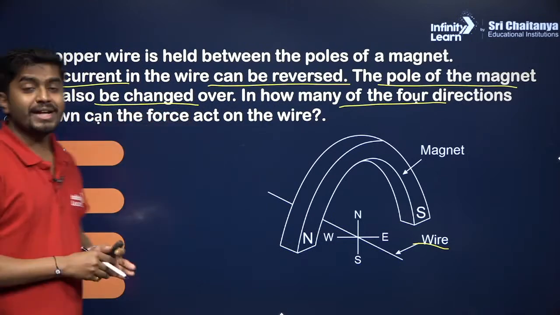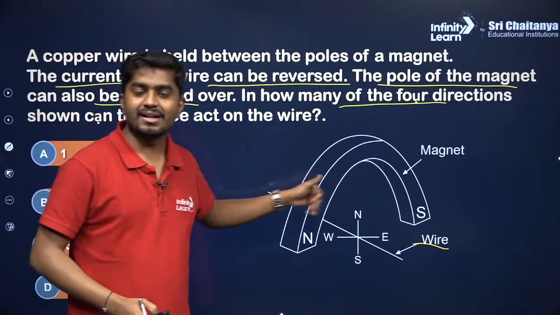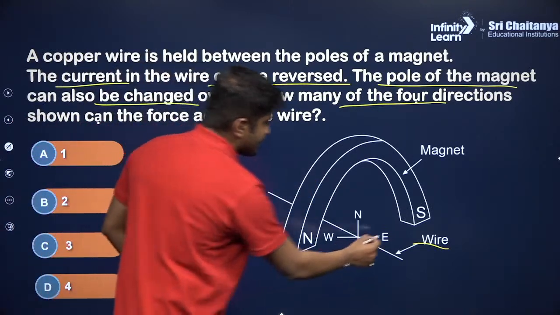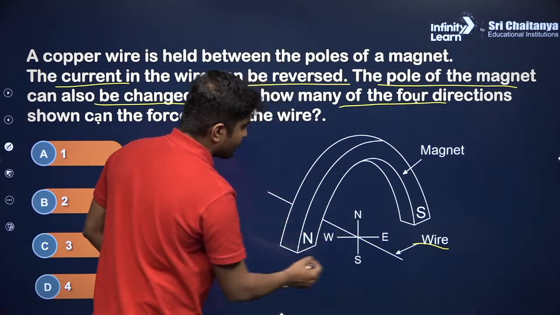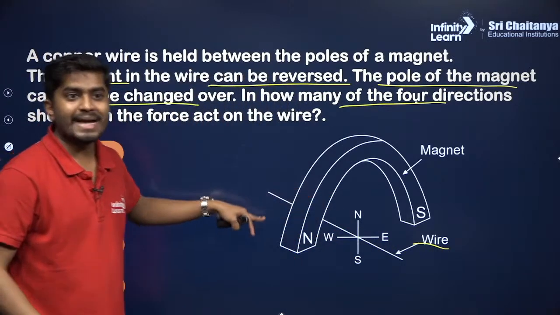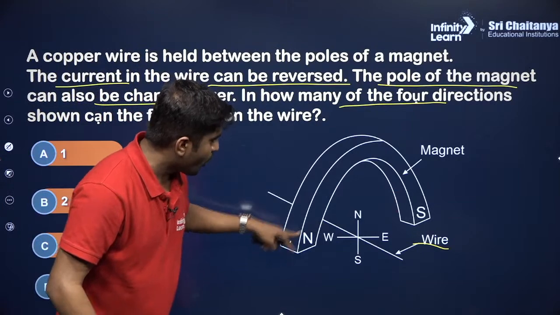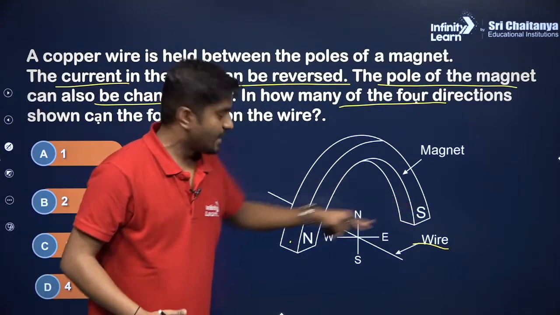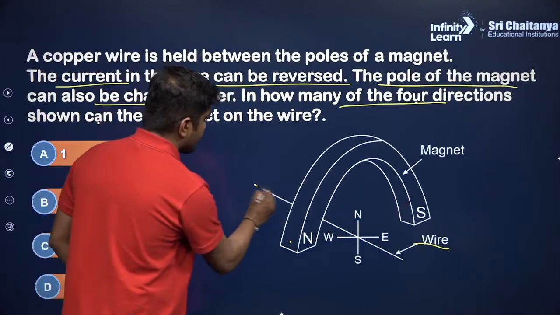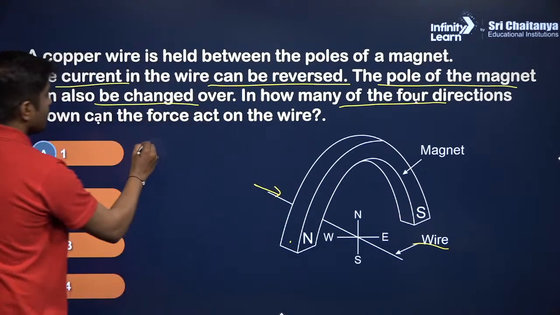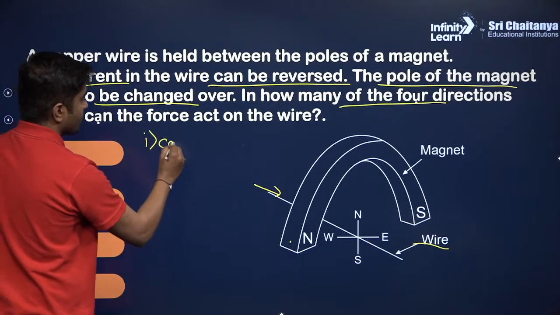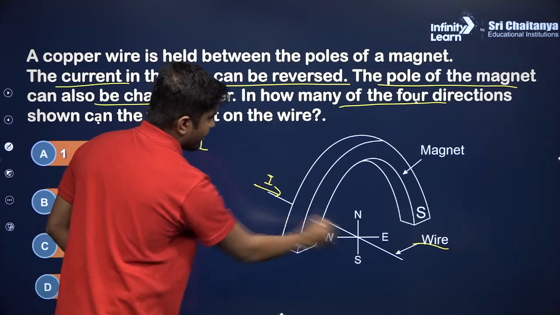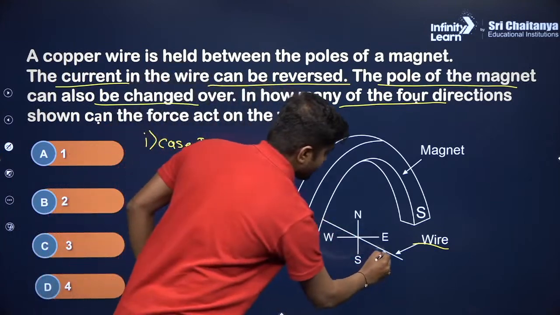So there is a magnetic field and the current. The direction of the current can be going, let's suppose these are east, west, north and south. So right now the magnetic field is from the north to south, correct? That is the direction of magnetic field. And let's suppose the current is, this is case one. So this is the direction of current, right? Current is going in this direction.